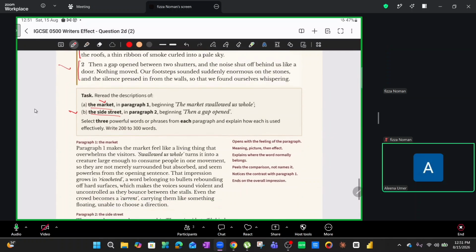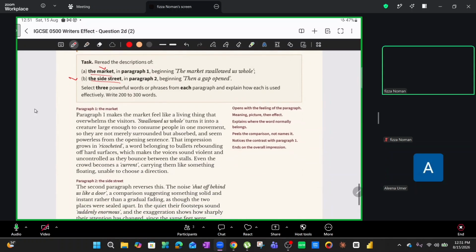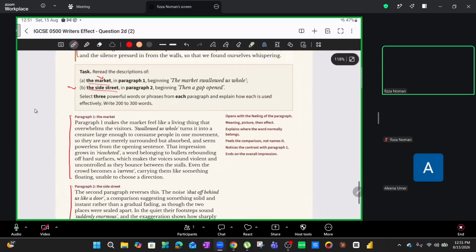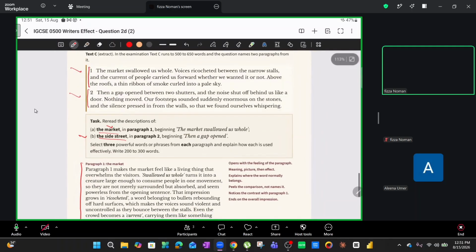Yes. And then 200 to 300 words is our word count, and this is my answer on paragraph 1 and this is my answer on paragraph 2. So let's read paragraph 1 and its answer first. The market swallowed us whole. Voices ricocheted between the narrow stalls. And the current of people carried us forward whether we wanted it or not. Above the roofs, a thin ribbon of smoke curled into a pale sky.